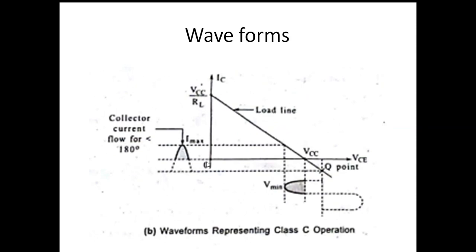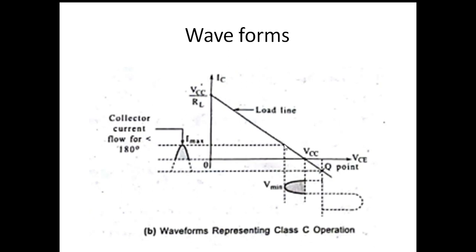Okay, this is the waveform. On the x-axis, VCE, the collector to emitter voltage, has been taken as output voltage. On the y-axis, IC, the collector current. So this is the output characteristic curve of a common emitter amplifier. This is called the load line. On the load line, the operating point must be selected. If the operating point is exactly at the midpoint, then 100% of the signal will appear on the output side. That is, 360 degrees conduction takes place. That is called class A.